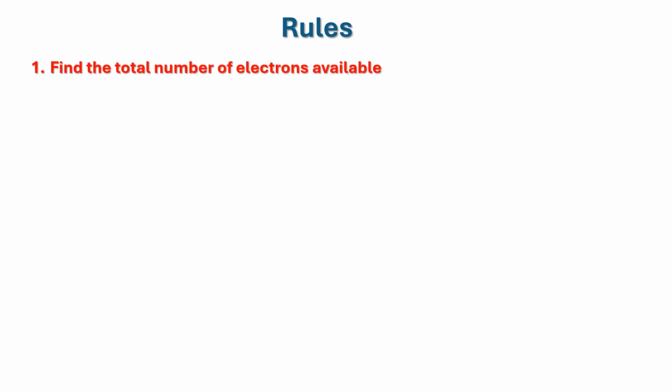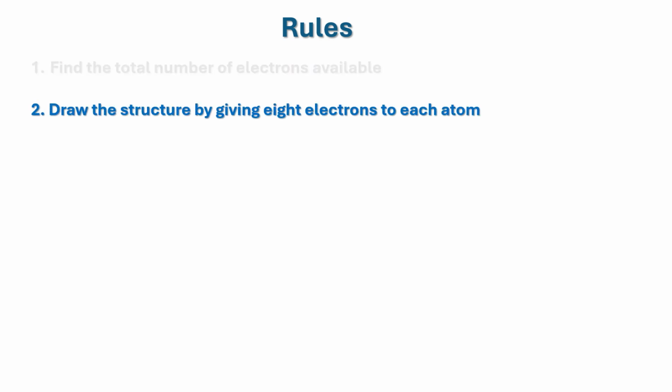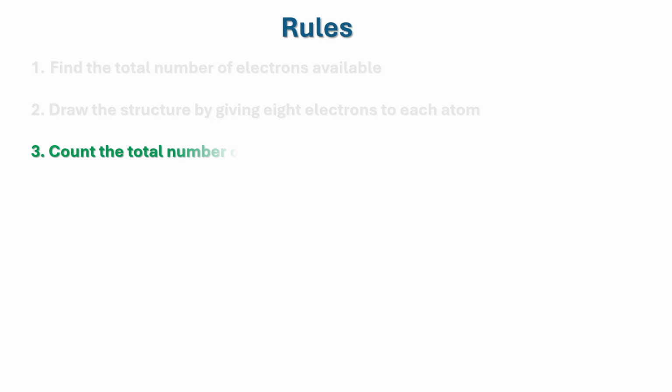Rule number one, we need to find the total number of electrons we have available. Number two, we will draw the structures by giving 8 electrons to each atom, right? Because they need 8 electrons in order to fulfill the octet rule. Because atoms react forming covalent bonds in order to achieve the octet rule. Remember the nonmetals? These are the ones that form covalent bonds in order to achieve the octet rule.